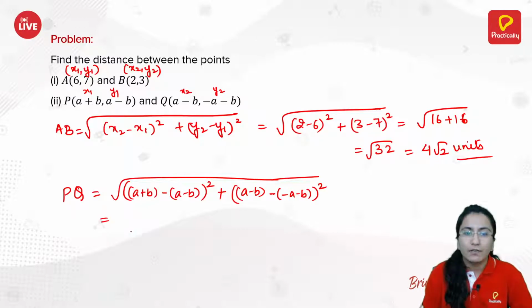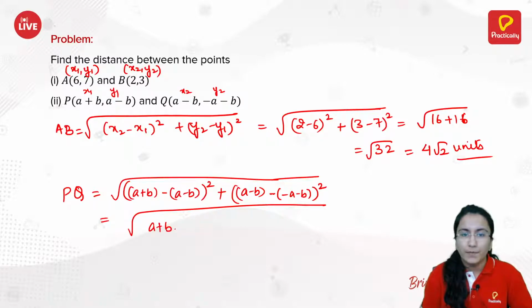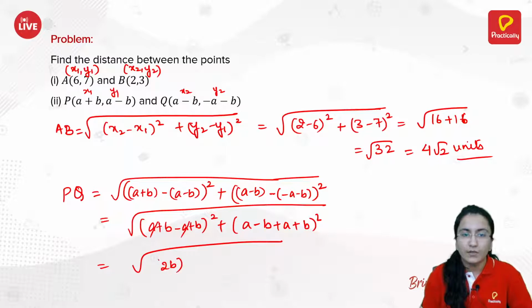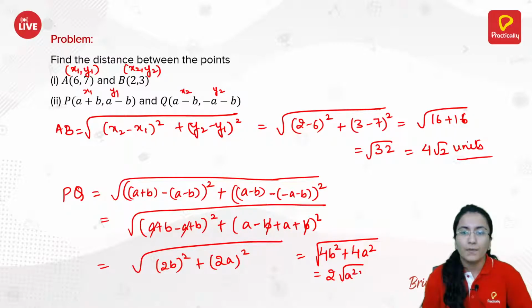That will be equal to taking under root, a plus b minus a plus b, square of it, plus a minus b plus a plus b, square of this. This equals, cancel this a, 2b square, plus cancel this b, you have 2a square of it. So that is 4b square plus 4a square, taking the under root. That means 2 under root a square plus b square units. This is the answer. That's it.